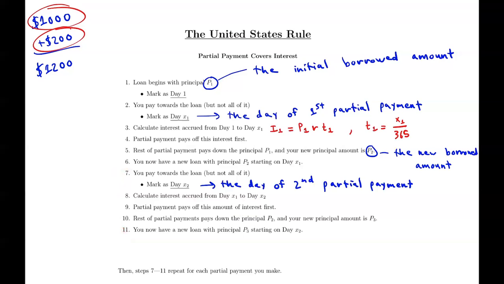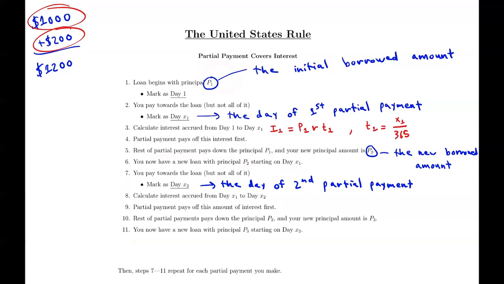So it's just, hey, you borrow money, you have a principal, interest accrues on that, you make a payment, which pays off that interest first, and then it takes down the principal that you owe. It takes down how much you actually owe. Hey, now you have a new loan with a different principal amount, and it just starts on a different day. And then you just keep doing that over and over.